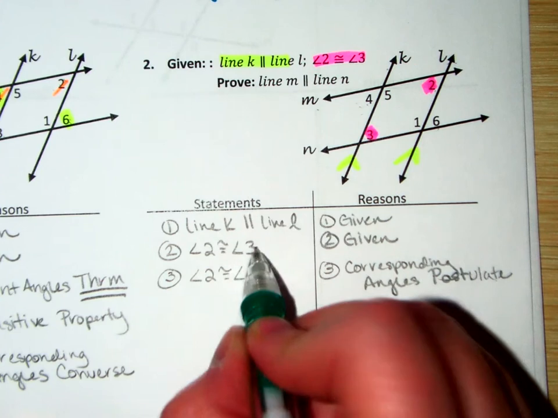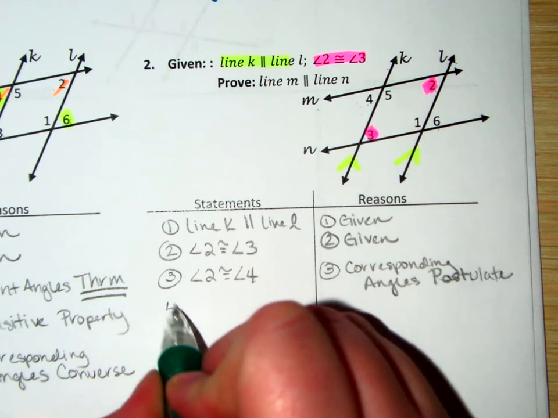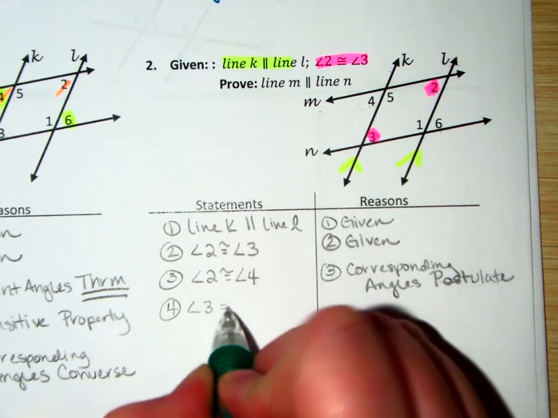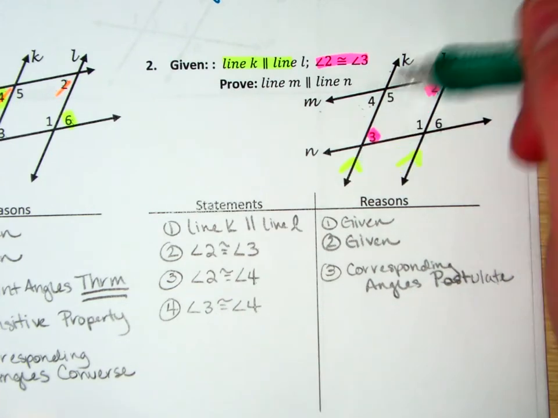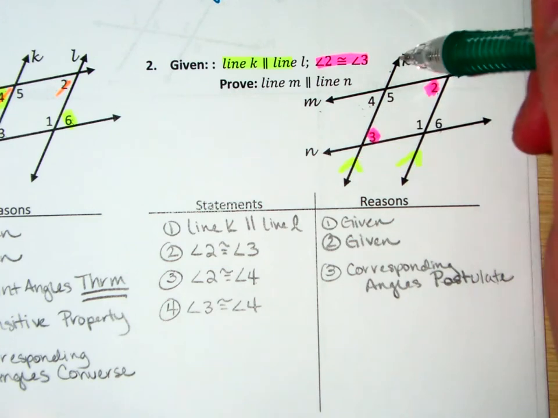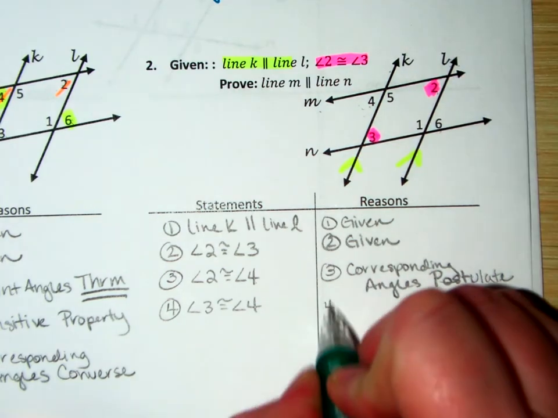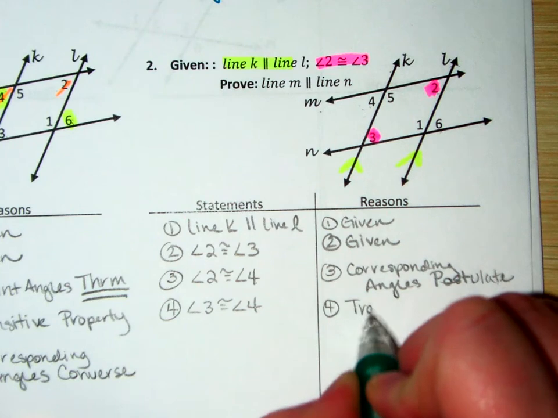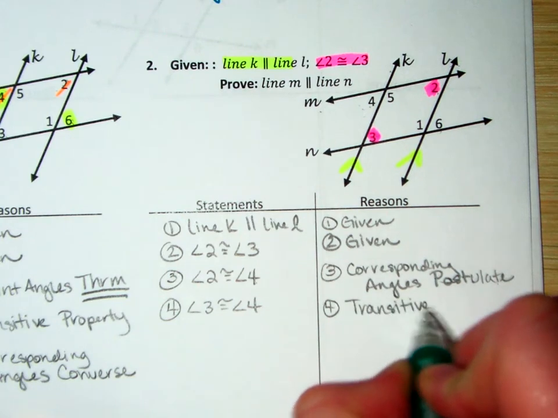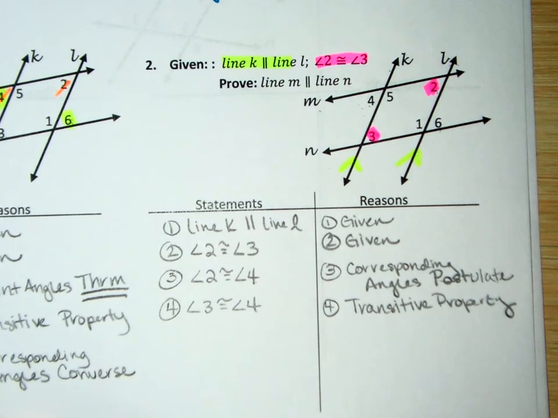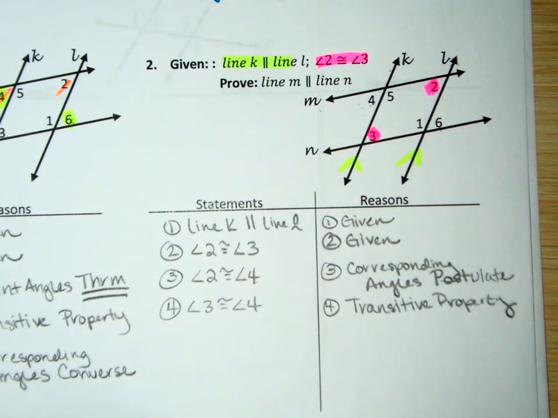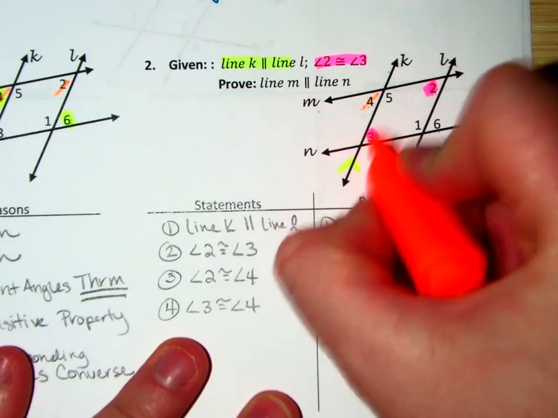So 2 is congruent to 3, 2 is congruent to 4. So my next step is angle 3 is congruent to angle 4. The reason I want those is because they're on that transversal of K, and I wanted it to be on K or L. This is the transitive property. Okay, so now that I know those two are congruent, I'm going to throw some of that orange back in there. So now I know that 4 is congruent to 3.